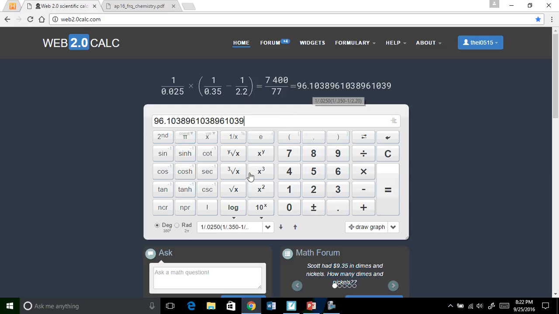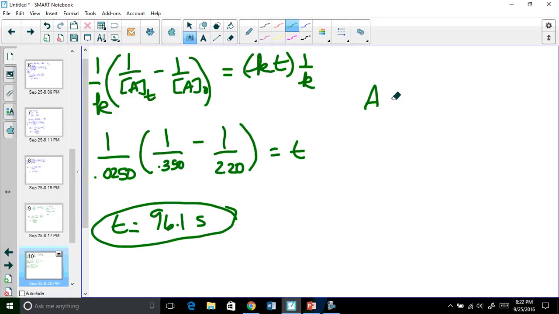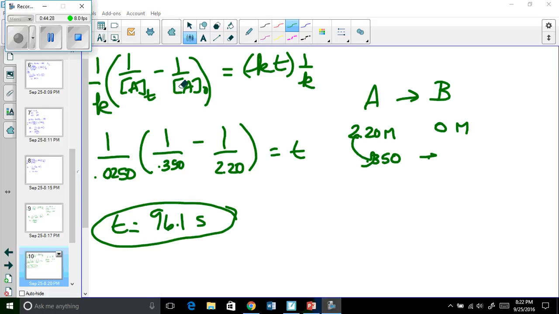So 96.1. So if you go over here, t is 96.1 seconds, which is how much time it would take. So it's asking you, this starts with 2.2 molar. In the beginning, this is 0 molar. And the question is, when this is 0.35 molar, how much time will have elapsed? All right. 44 minutes. That's even long for me.